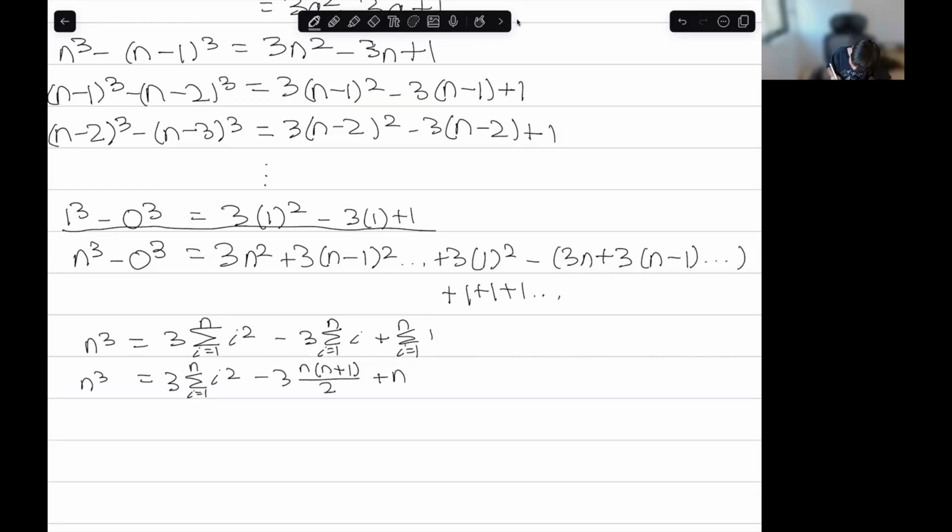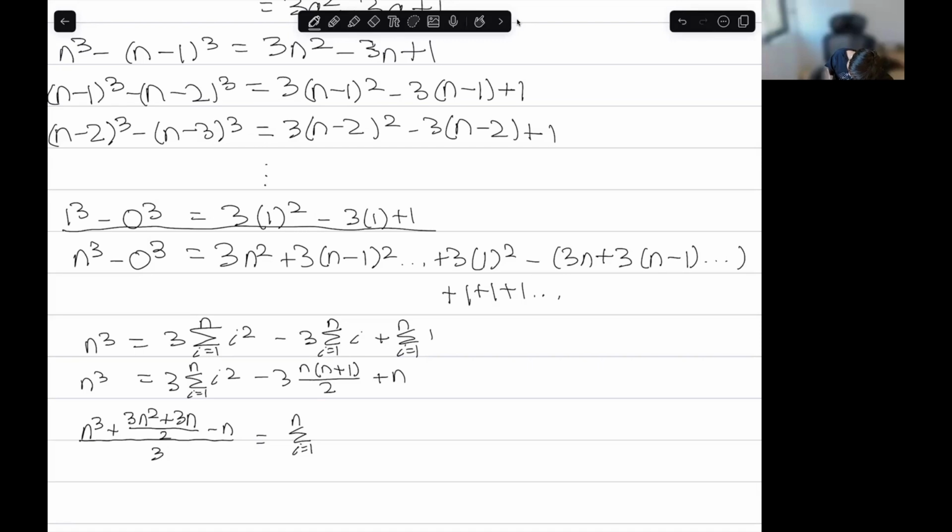So now isolating this term on the one side and moving everything to the other side, we get n cubed plus 3n(n plus 1) over 2 minus n, all over 3, is actually just equal to what we're trying to find.